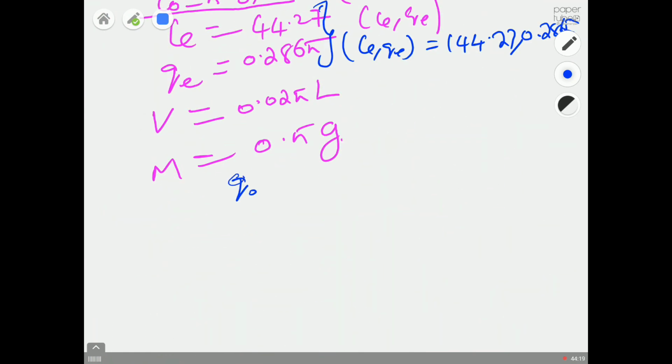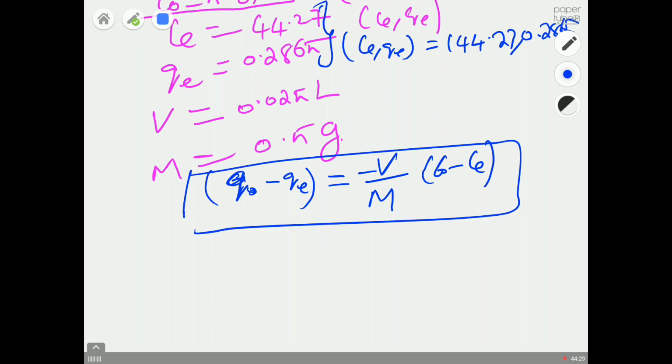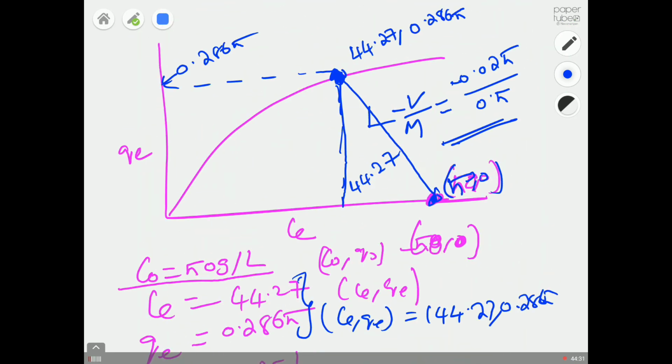Write the expression Q0, C0 minus CE. So in this case we have everything. We have our C0 value, we know our Q0 value, we know what our CE value is, we know what our QE value is, and we also know what our slope value is.